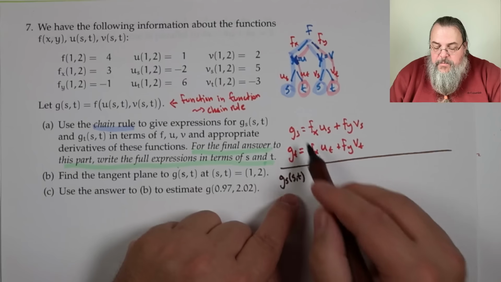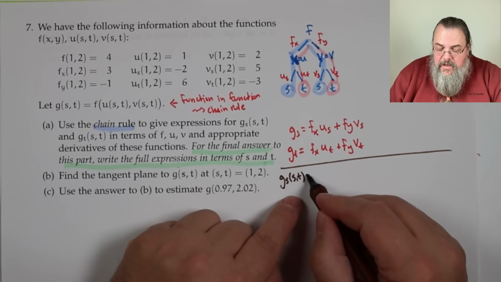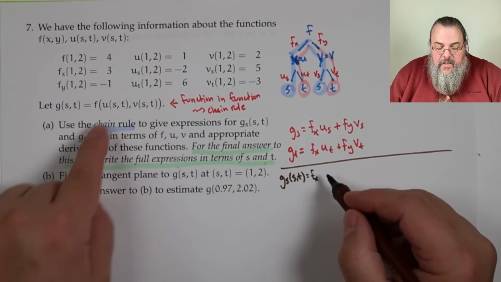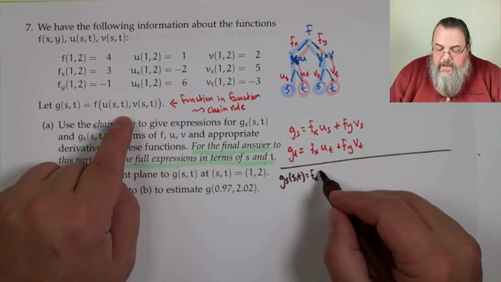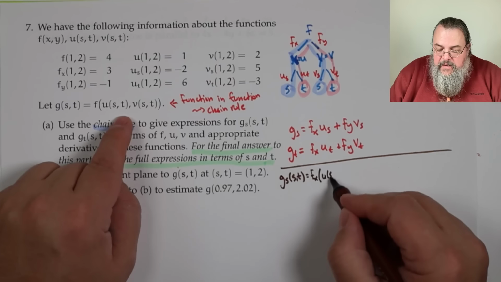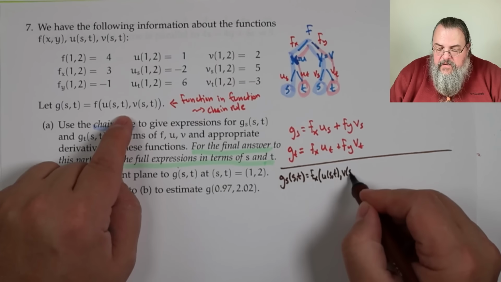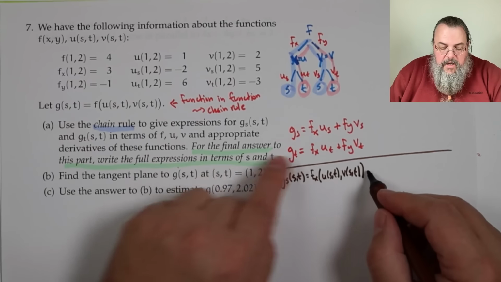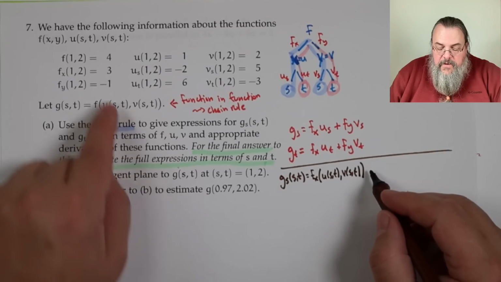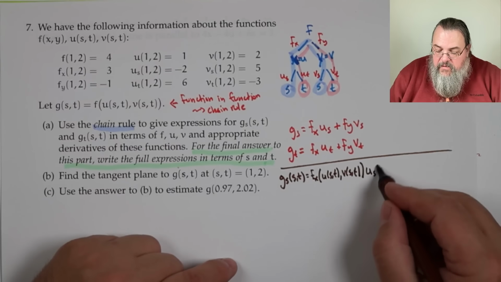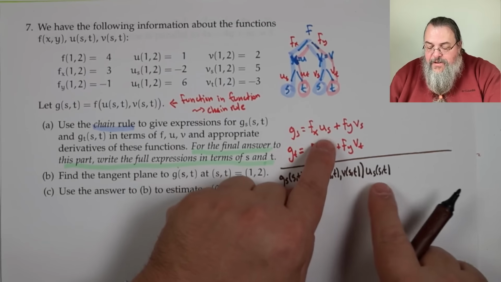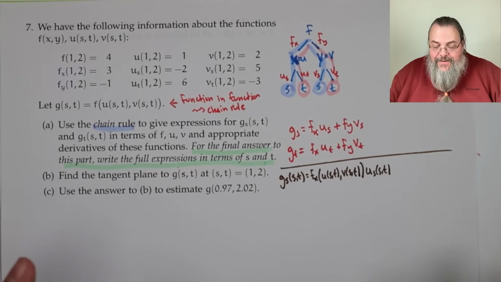So we have g sub s of s,t. Well, that's f sub x. Now, f depends on u and v, so f sub x, u of s comma t, v of s comma t. Right, that's f sub x. U sub s, well, u is a function of s and t, so it's really u sub s of s,t. So that's f sub x times u sub s, but all spelled out.